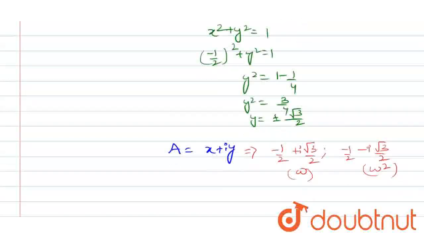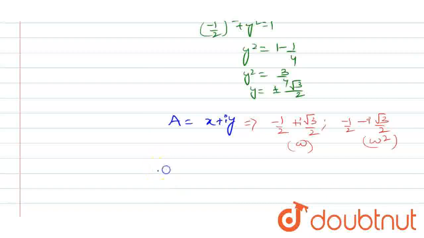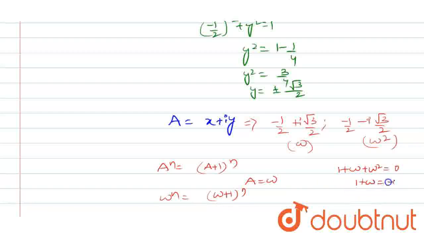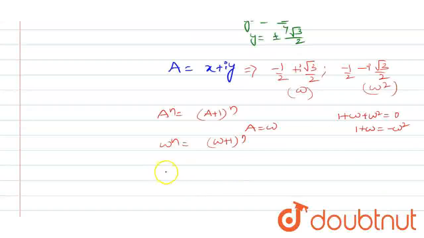In the question it is given that a power n is equal to (a plus 1) whole power n. The roots of this equation a are omega and omega square, so we can say a is equal to omega, so omega power n is equal to (omega plus 1) whole power n. We all know the formula 1 plus omega plus omega square is equal to 0, so 1 plus omega is equal to minus omega square. So omega power n is equal to (minus omega square) whole power n.